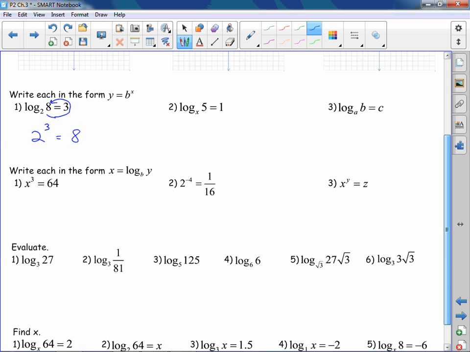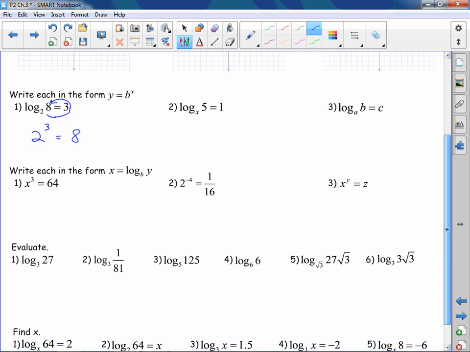Always start with your base. 2 to the third equals 8. That's it. And then once you bring it back, you don't bring the logs.